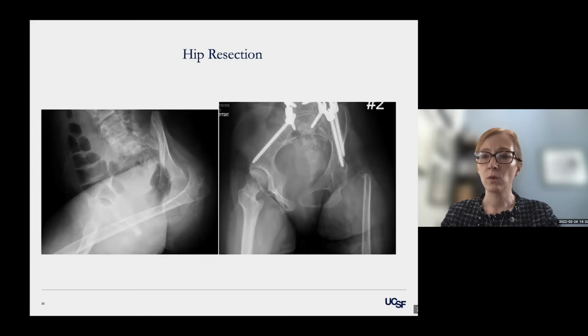And so what we do is we actually remove the femoral head and neck, really just to provide more mobility and less pain. This is not ideal if you're a stander, but for children who are non-ambulatory, this is an option to decrease pain and to increase mobility of the leg.